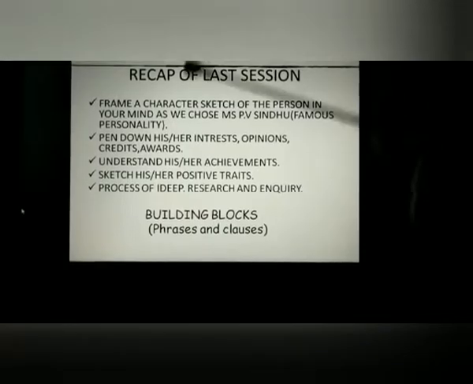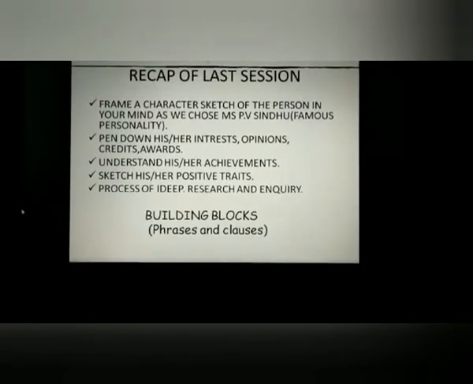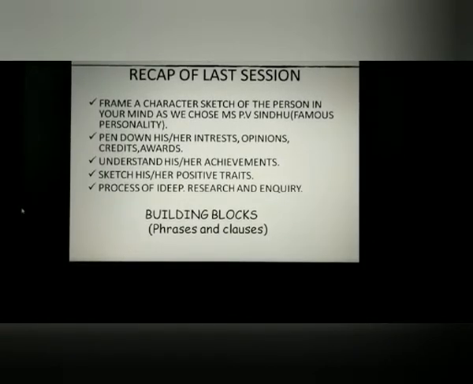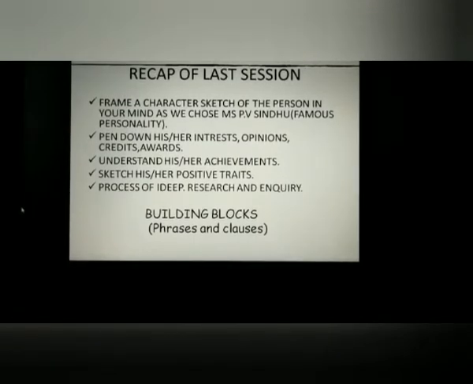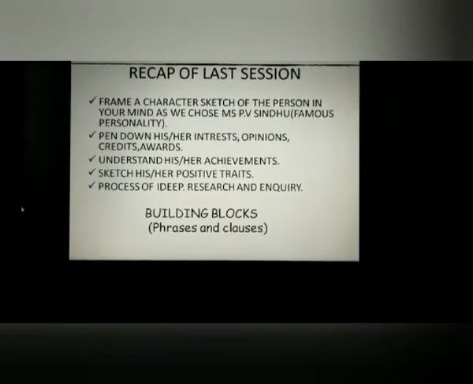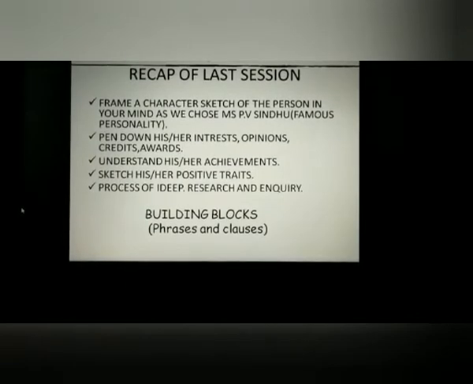What did we do? We framed a character sketch of PV Sindhu, as you remember. Then we penned down her interest, opinion, credits, awards, everything. Then we understood about her achievements. Then we sketched her positive and beautiful traits. Then we did the process of research and inquiry.